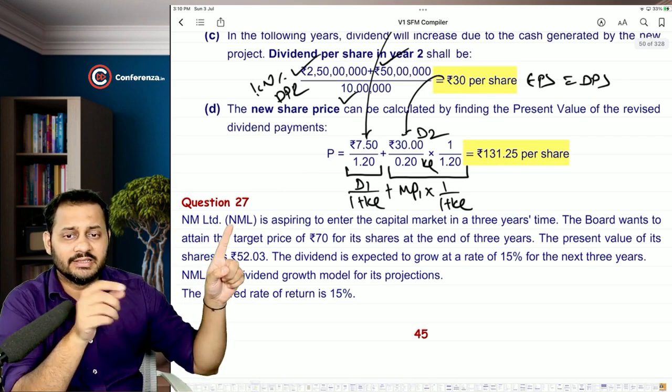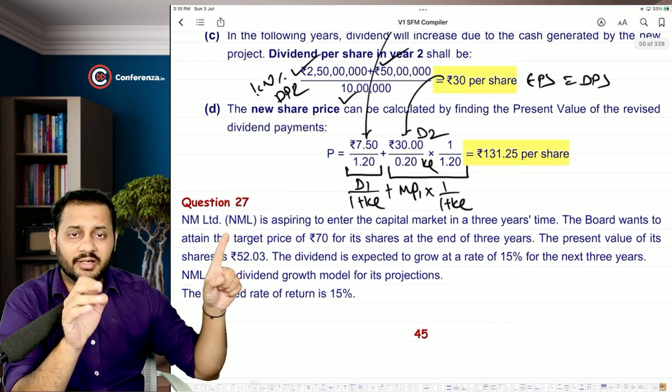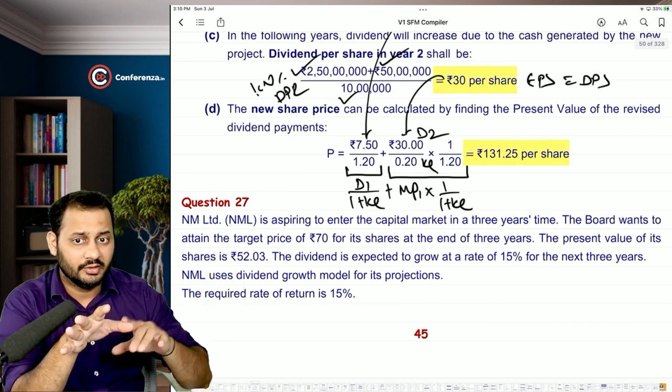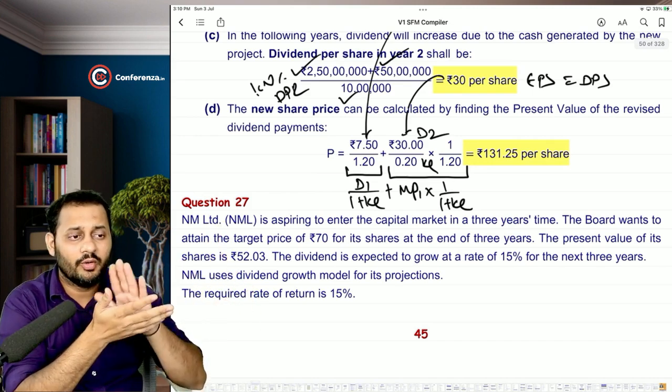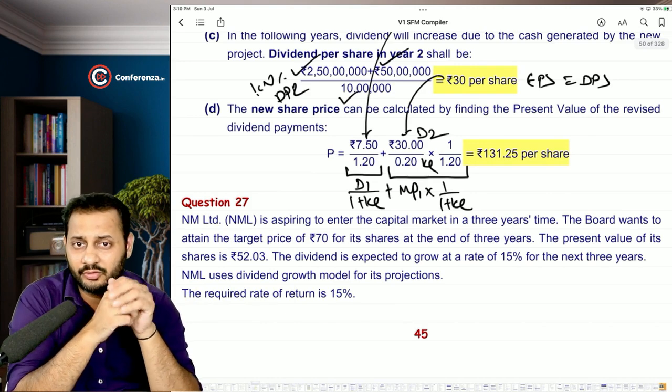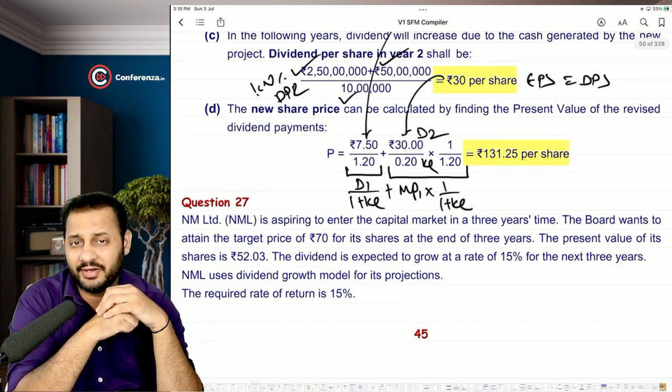NM Limited is aspiring to enter the capital market in 3 years time. Not today. This is a company, but it is not listed. So there is no share price going on in the market for public or for trading.